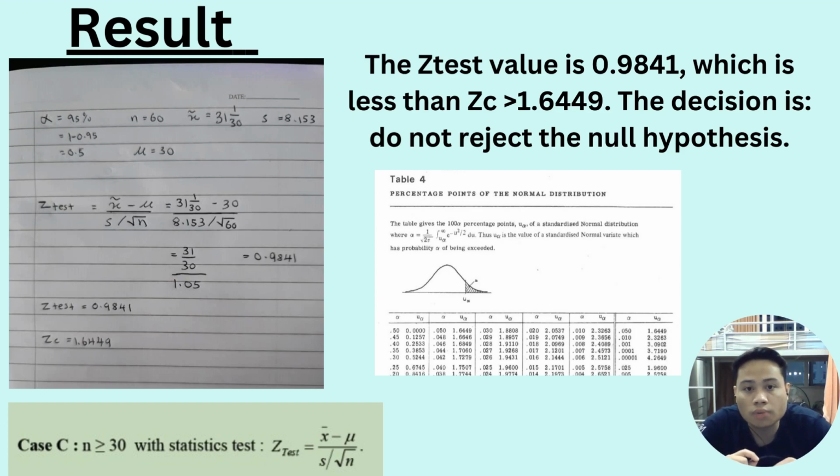This is the result. I'm using a calculator to solve this. I just put in the numbers: 31 1 over 30 minus 30, divided by 8.153 divided by square root of 60, and then I get 31 over 30 divided by 1.05, and the answer is 0.9841. And then we can see the Z test value is 0.9841, which is less than Z critical, 1.6449. The decision is do not reject the null hypothesis.